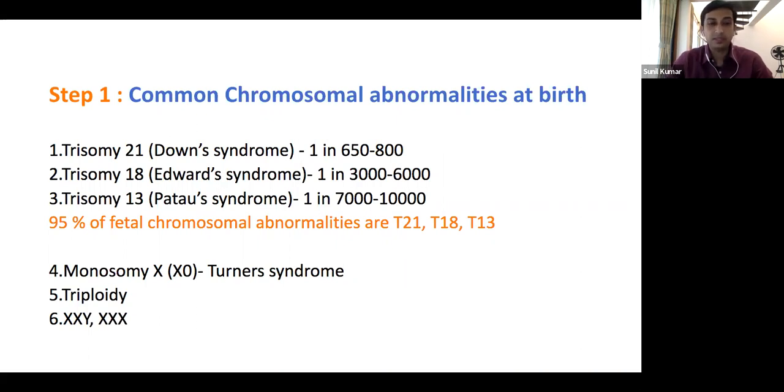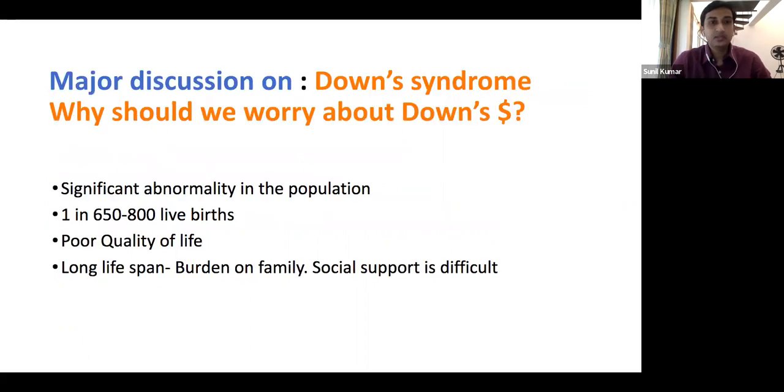The other common abnormalities are monosomy X, known as Turner syndrome, then triploidy, and then we have XXY or XXX syndrome. So these 6 chromosomal abnormalities constitute the majority of the genetic defects. So why has Down syndrome got a lot of importance? Why should we worry about Down syndrome?